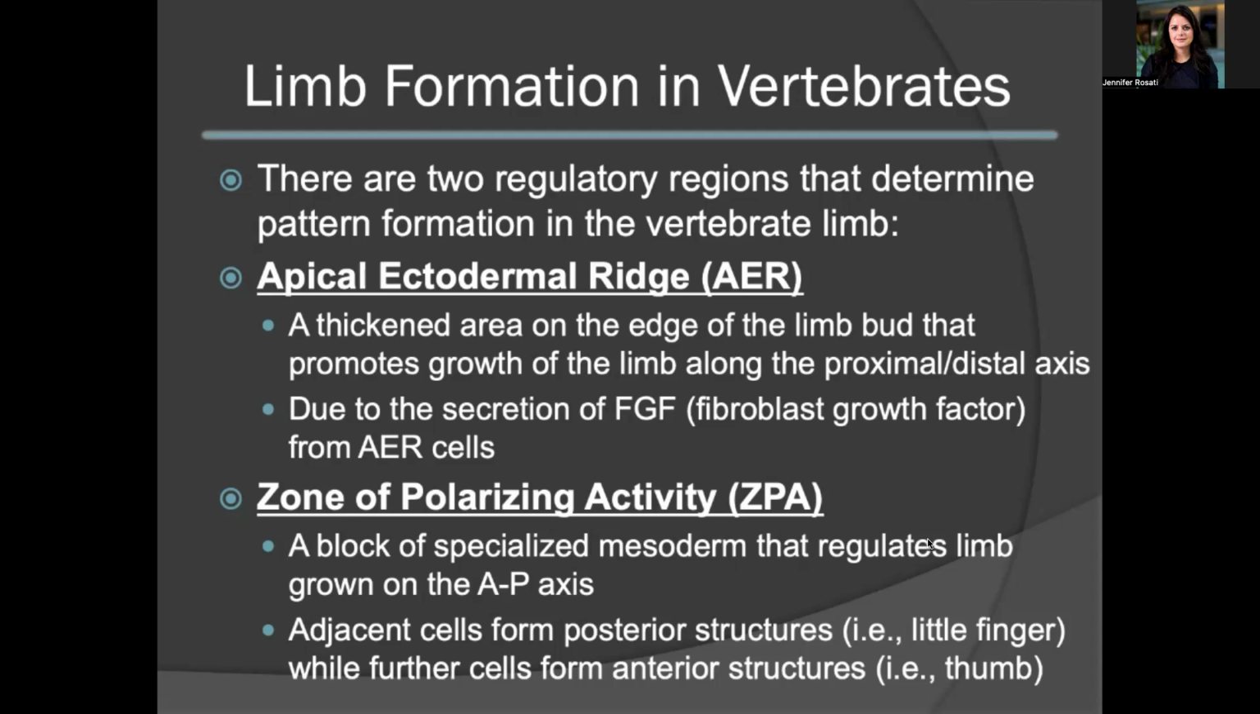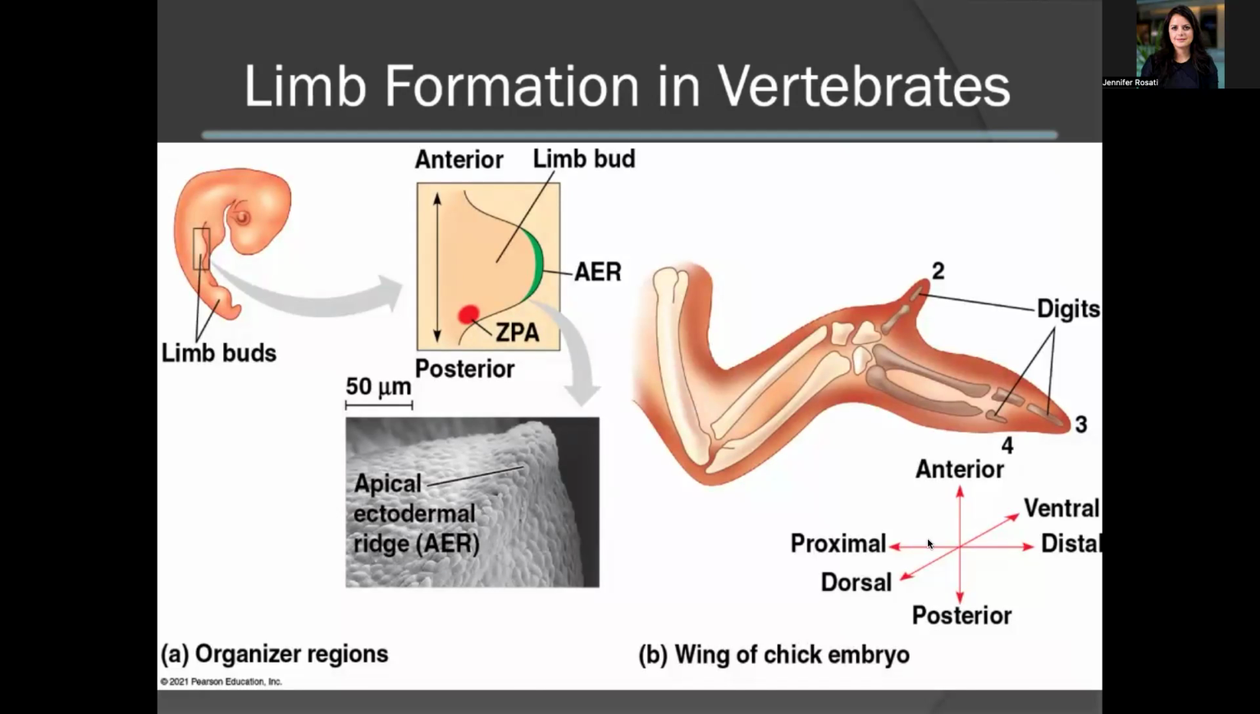The zone of polarizing activity, or ZPA region, consists of a block of specialized mesoderm that helps to regulate the limb growth on the anterior to posterior axis. Adjacent cells to the ZPA region will form posterior structures, while the further cells will form anterior structures. The diagram here depicts the difference between the AER and ZPA zones. Also note the presence of the various axes, anterior to posterior, proximal distal, and ventral to dorsal, in relation to the formation of the limb.